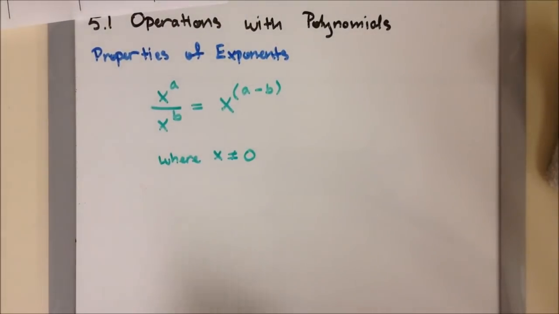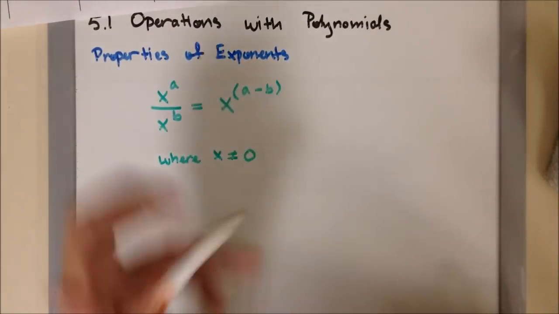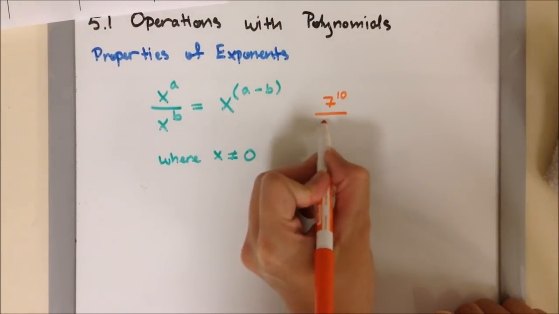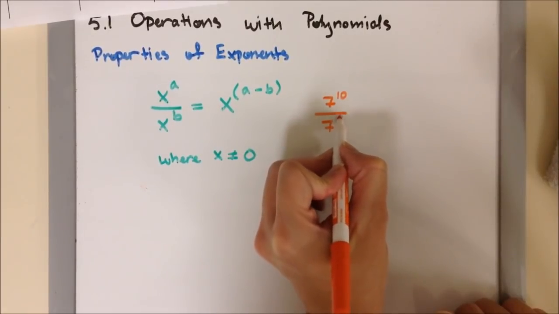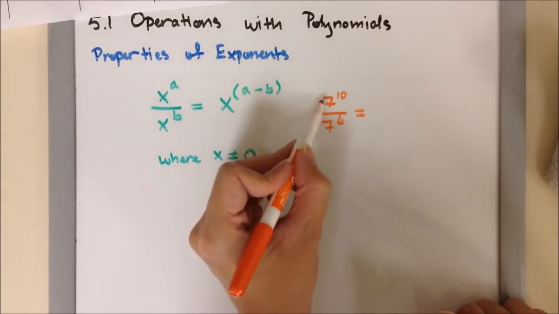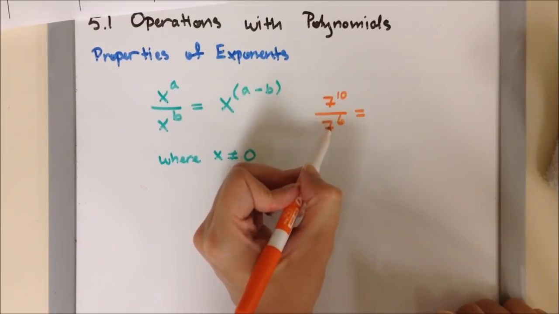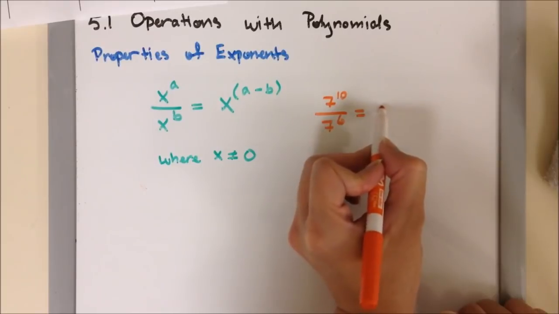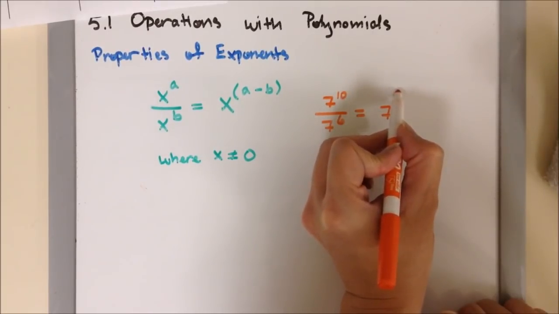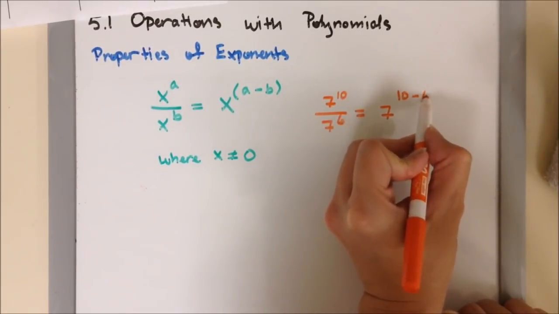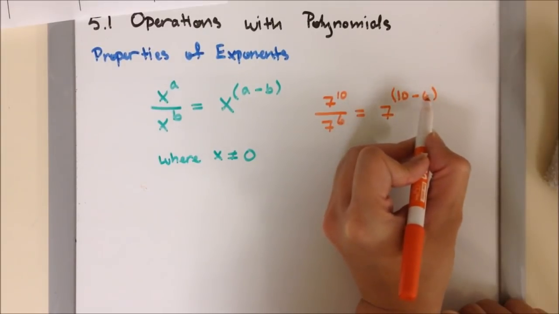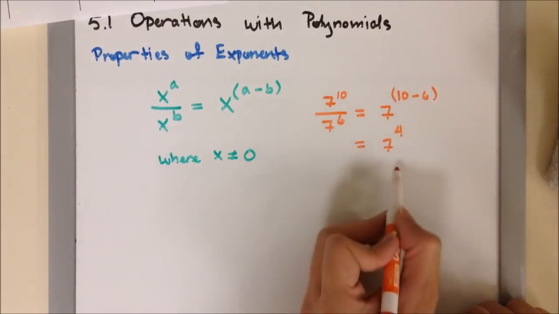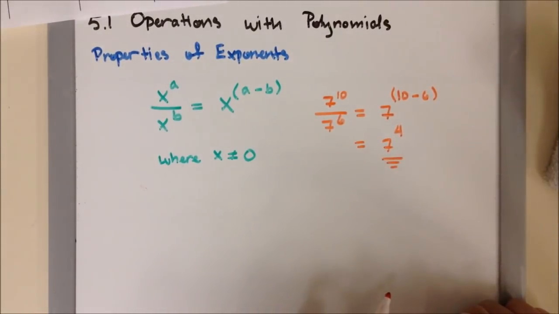Now, let's do some examples. So say you had 7 to the 10th power over 7 to the 6th power. Since it's the same base, my base is 7, and it's dividing, so it's going to look like 7 to the power of 10 minus 6. Top exponent minus bottom exponent. So that will become 7 to the 4th power. That's my answer for the example.